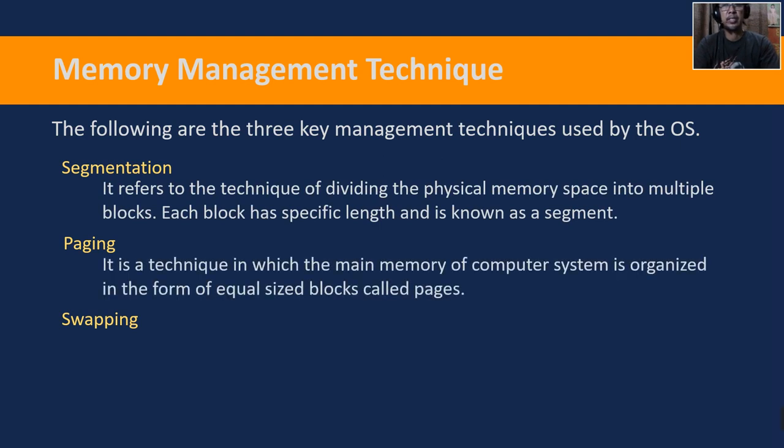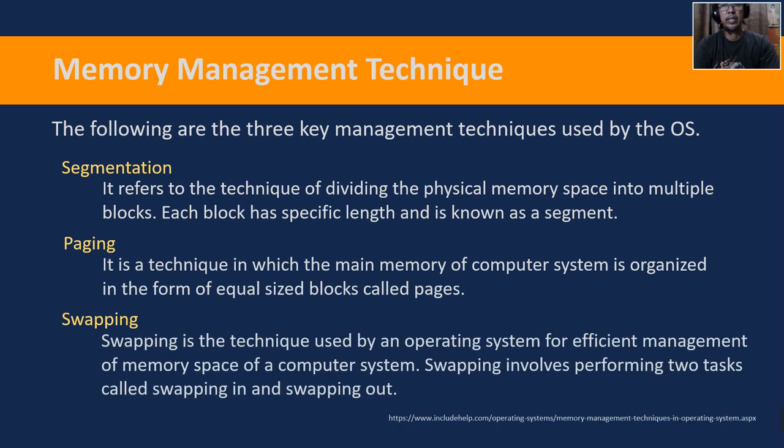Paging is a technique in which the main memory of a computer system is organized in the form of equal sized blocks called pages. And swapping is the technique used by the operating system for efficient management of memory space of a computer system. Swapping involves performing two tasks called swapping in and swapping out.